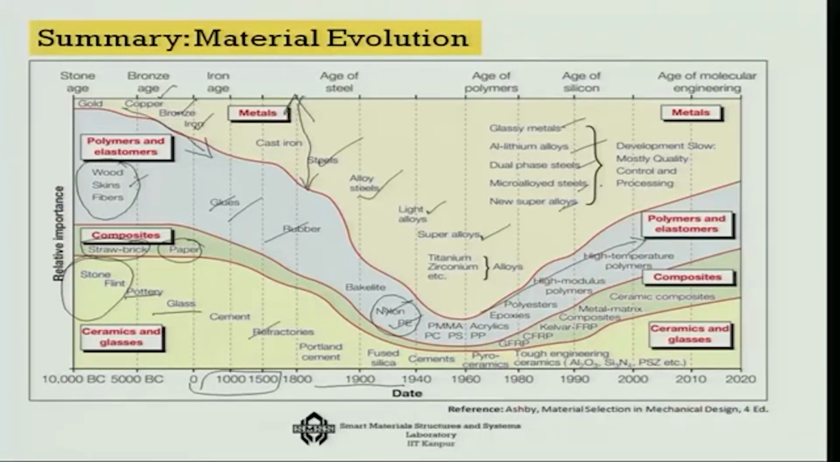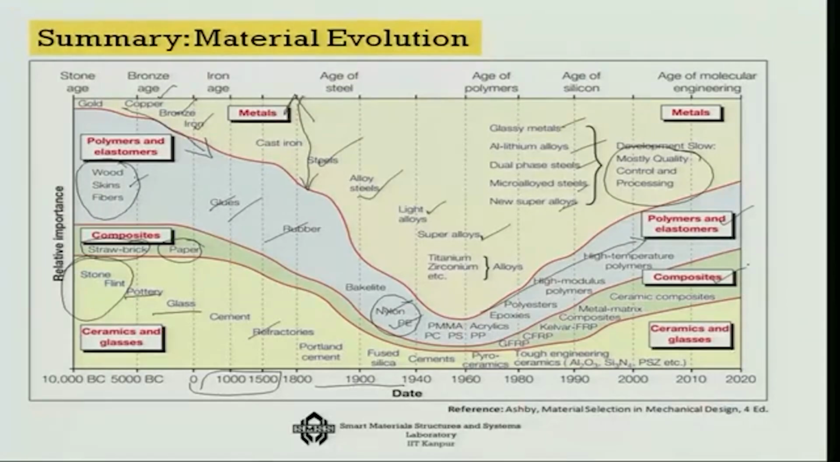Here the development has slowed down, but mostly it is the quality that is increasing, not a rapid increase in terms of quantity. If you talk in terms of quantity, then you would see that metal is shrinking now. Post 1960, the use of metal is again shrinking. What is expanding? Polymers and elastomers are expanding. We now have very high quality polymers coming up, and composites are expanding.